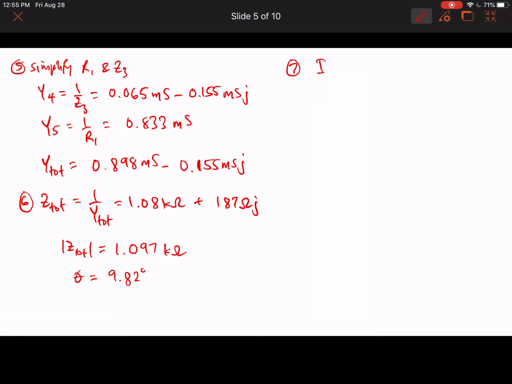So the current is equal to V sub S divided by Z total. V sub S here is 18 volts and Z total is 1.097 kilo ohms. So the current is 16.4 milliamperes. Okay.